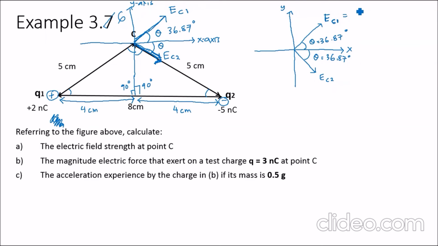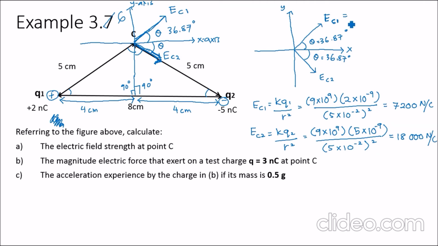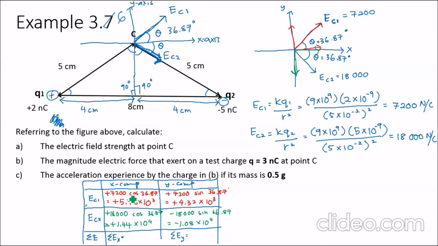EC1 equal to kQ1 over r square. Get 7,200 Newton per Coulomb. EC2. For this one, we got 18,000. Okay, since we need to resolve it into x and y components, I make a table. Just need to add the summation of electric field strength on the x-axis and the summation of electric field strength on the y-axis. Add. 20,160, positive. And on the y-axis, -6,480.